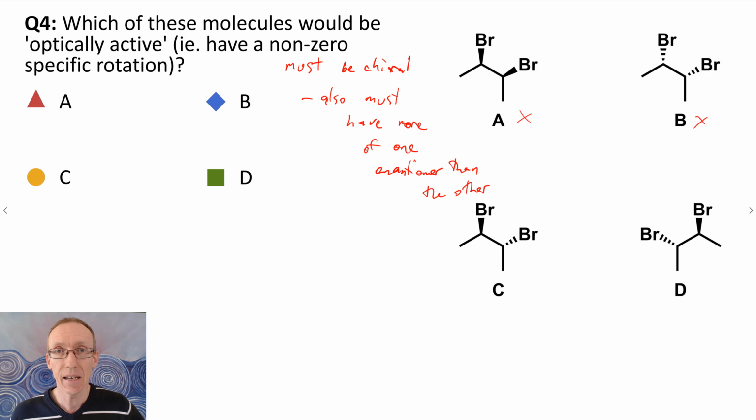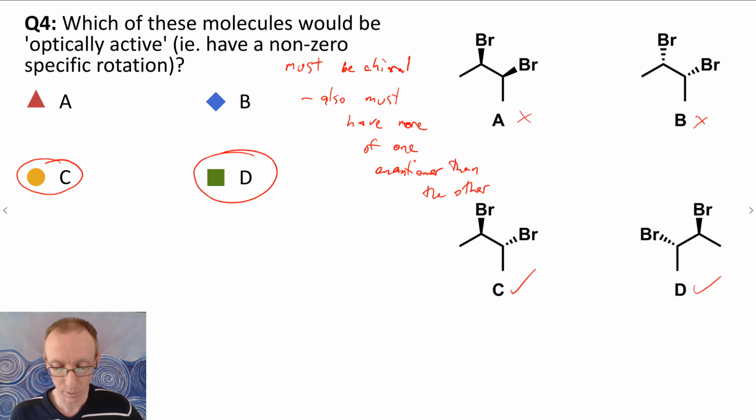So we know that A and B are both achiral molecules. So they can't have a non-zero specific rotation, and we would call them optically inactive. C and D are enantiomers, and individually they'll have a non-zero specific rotation, and therefore each of them will be optically active. And so there's two correct answers. Both the yellow circle C and the green square D are correct answers to this question.